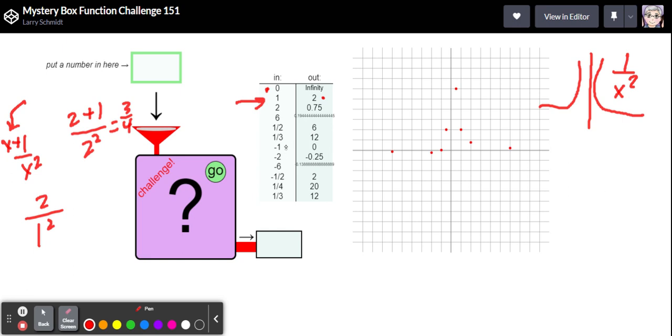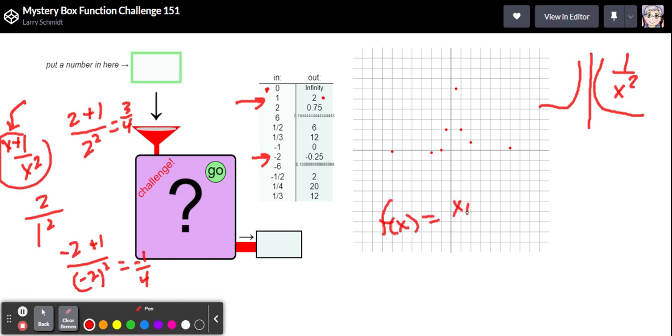How about this -2? I think this is going to be the clincher for me if this works out. So let's put that in. -2 plus 1 over -2 quantity squared. So on the bottom, we're going to get 4, and this is -2 plus 1. That's going to be -1. I should get -1/4, and that's what we get. Okay, I think we stumbled onto our right answer. So our function is going to be x plus 1 on the top and x squared on the bottom, I'm pretty sure. Let's take a look at this.